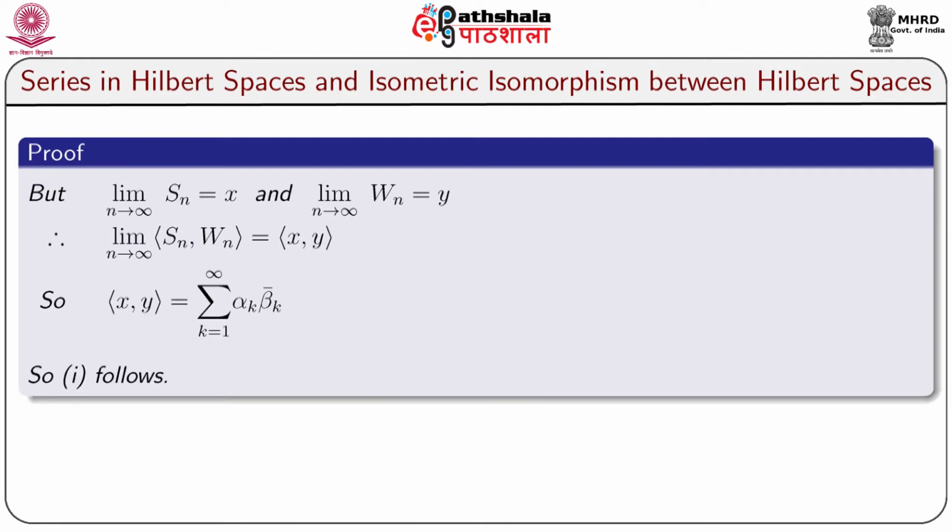But limit n tends to infinity S_n equals x and limit n tends to infinity W_n equals y, we see limit n tends to infinity inner product S_n comma W_n equals inner product x comma y. Thus, inner product x comma y equals sigma k equal to 1 to infinity alpha_k beta_k bar. So, 1 is proved.